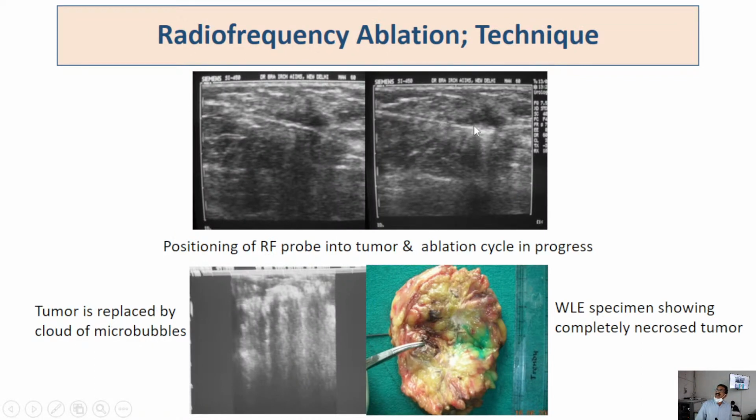As you can see here, the coagulation necrosis starts and the tumor becomes a microbubble. And you repeat the cycle till the entire tumor is replaced by necrotic tissue, which forms a cloud of the microbubbles, as can be seen here. This is the excised specimen which shows a completely necrosed tumor.